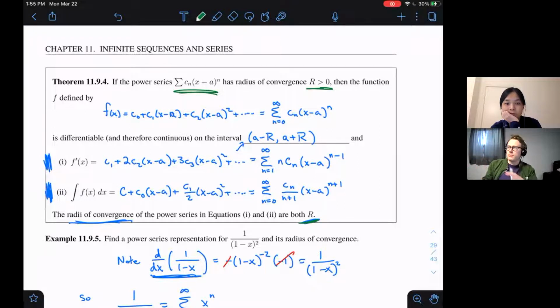So you might be paranoid, right? Well, maybe it converges at a different spot or a different interval or whatnot. But this theorem right here is saying that you can take derivatives, you can take integrals, and your radius of convergence, your interval of convergence even, isn't going to change. And so that's quite nice.